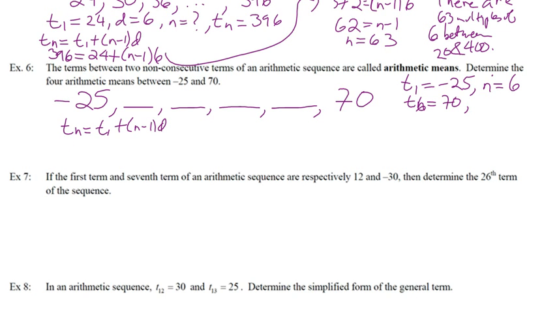So T6, 70, is equal to -25 plus 6 minus 1 times D. First step in solving: brackets. What are the first 2 steps, which we're going to do in one line? Add 25 to both sides and at the same time simplify the bracket. 6 minus 1 is 5, right? You can do both at the same time. What's the next step? Do we need a calculator to do this? What's 100 divided by 5?